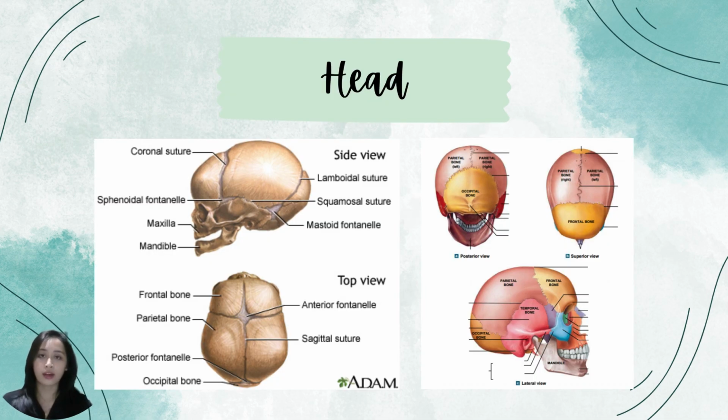Let's first start with the head. Now we can see two pictures here. One is of a child's skull and the second one is of an adult's skull. As you can see, an adult's skull does not contain fontanelles. Meanwhile, a child's skull does, such as the sphenoidal, mastoid, posterior and anterior fontanelles.